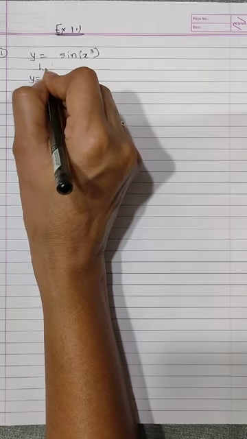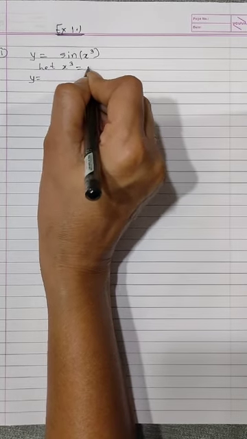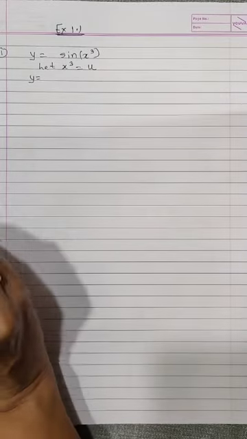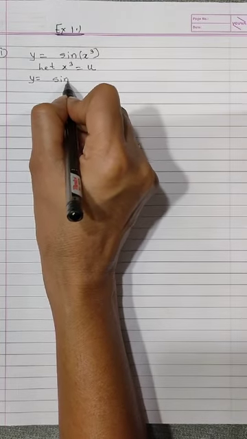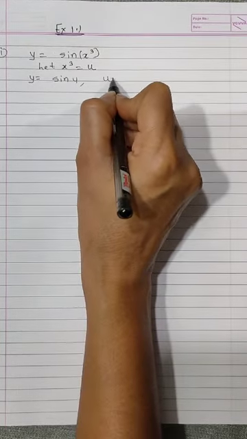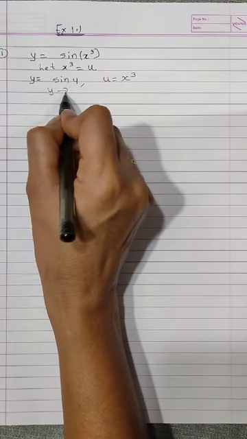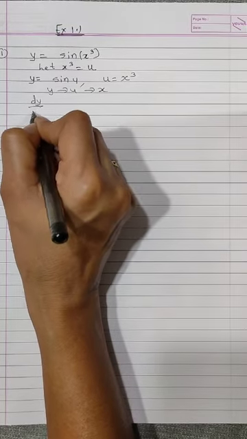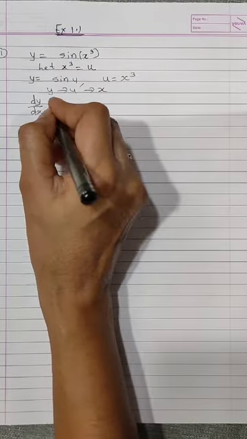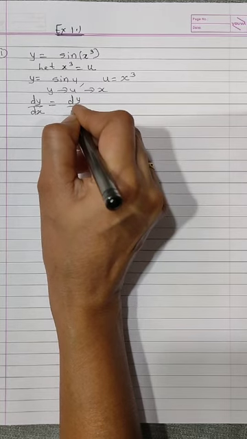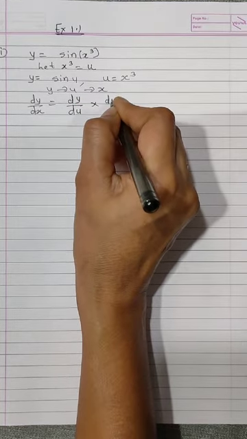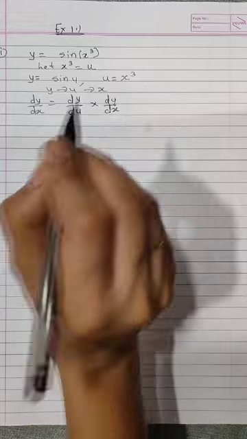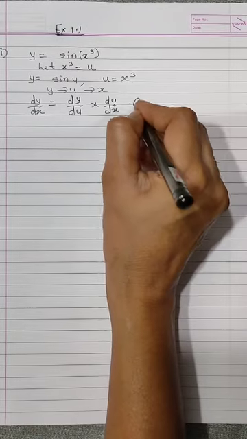let x cube equal to u. So y will become sine u, where what is u? U equal to x cube. So y is a function of u is a function of x. So we have to apply chain rule. Chain rule is dy by dx equal to dy by du into du by dx. Now say this is equation number 1.